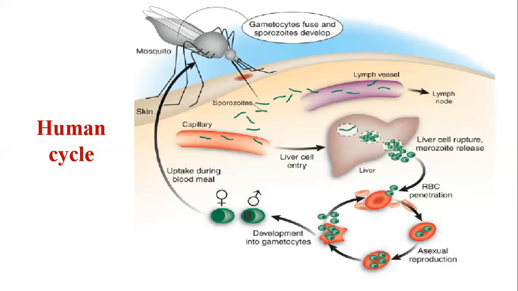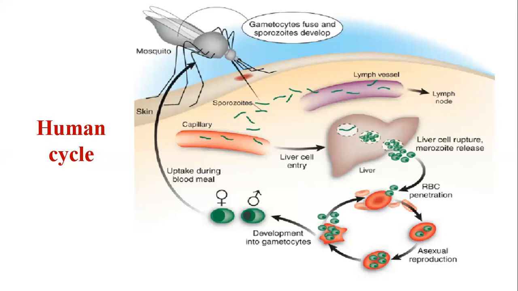In an animal model, the parasite in the form of merozoite, this is the merozoite form, from sporozoite to merozoite, are released from the liver cells, the hepatocytes, in vesicles. Here you can see these are the vesicles. There are so many merozoites present under this vesicle.